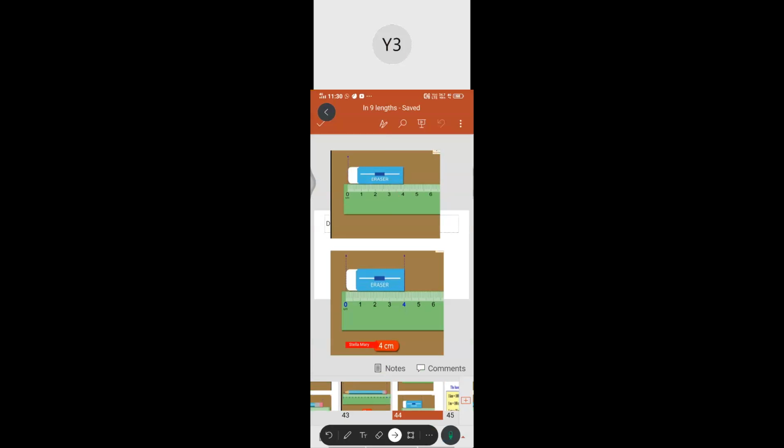You should not say only 4. Without fail, you have to mention the unit of that object, because that is a shorter object. So in this case we know that only centimeter we need to mention. So 4 centimeter. If you write only 4, that is wrong.